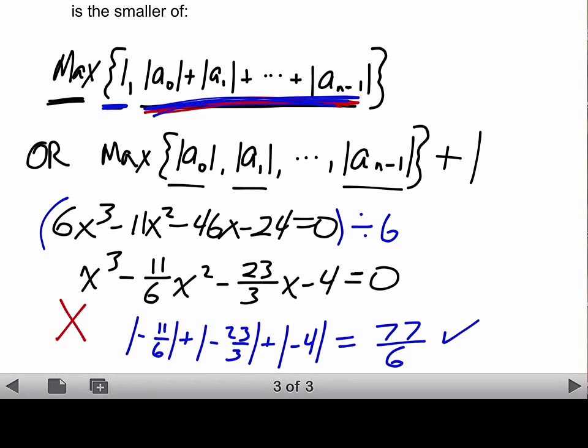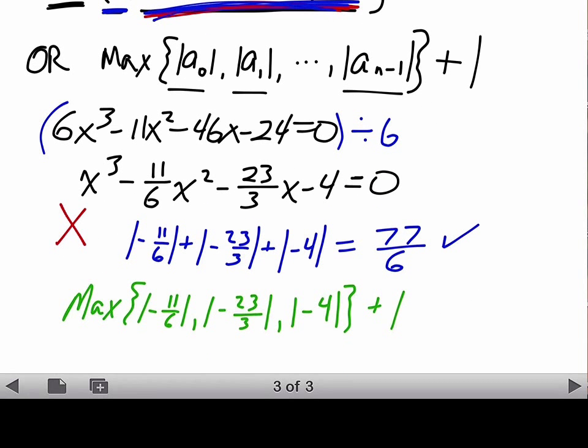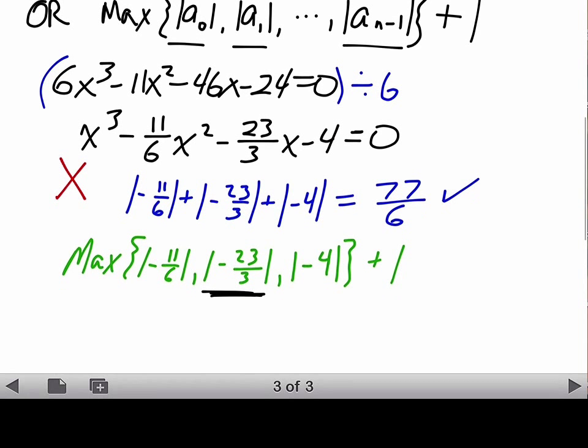It's 77/6. Okay, but it's supposed to be the smaller of that one or this other number, which is the biggest of the absolute values of the coefficients between negative 11/6, negative 23/3, and negative 4. I think we're looking at negative 23/3. That absolute value, 23/3 plus 1, is 26/3.